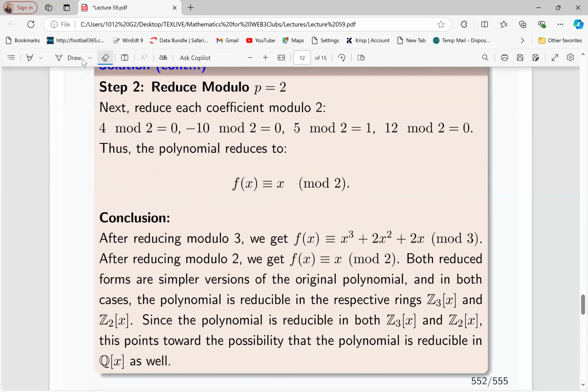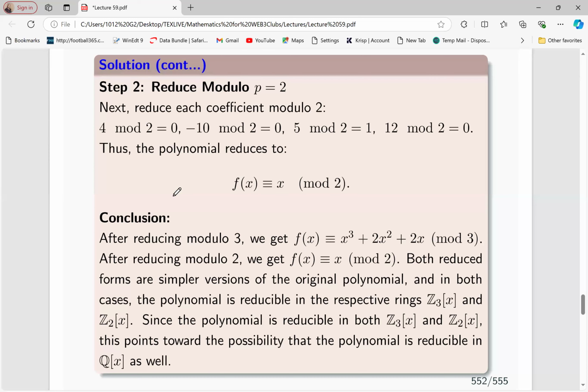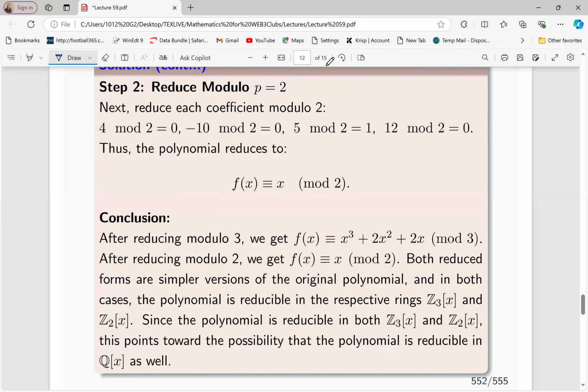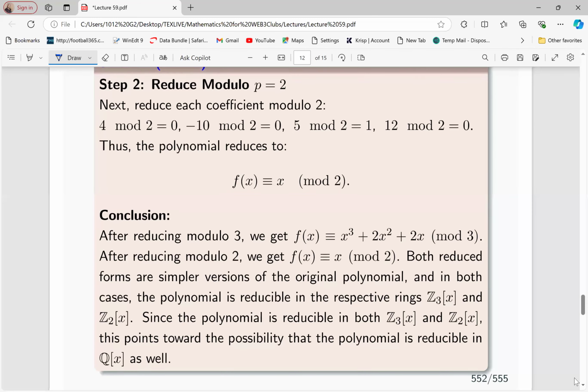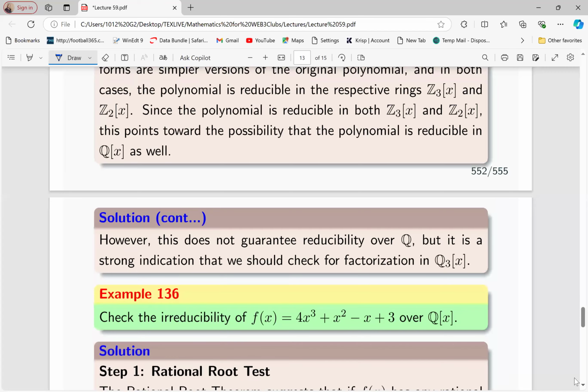So what that means, again, is these 2 prime numbers have given us reduced polynomials which are factorizable. And so we can say that the original polynomial could also be factorizable. Is that okay? Yes. So I think I need to stop there. But then there's this other example, you look at it.